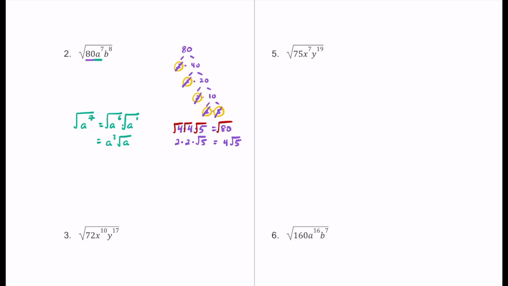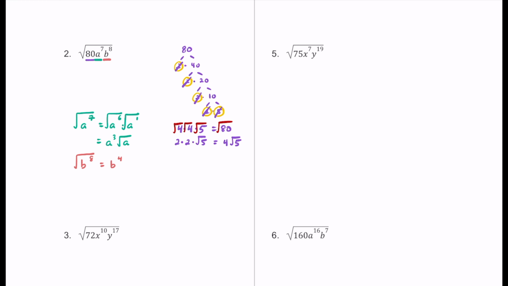Finally, we're going to take a look at this b to the 8th power. If we take b to the 8th power, notice that it's already raised to an even exponent. And so the square root of b to the 8th power is really just going to be b to the 4th power. So if you remember from earlier, it's just going to be half of all even numbers. So if we know the square root of a to the 6th is a to the 3rd, then the square root of b to the 8th is just b to the 4th.